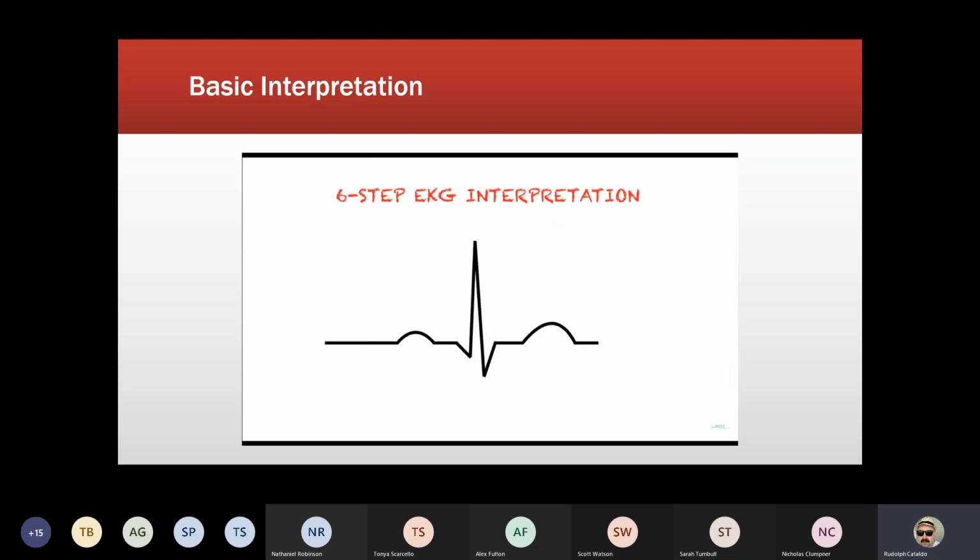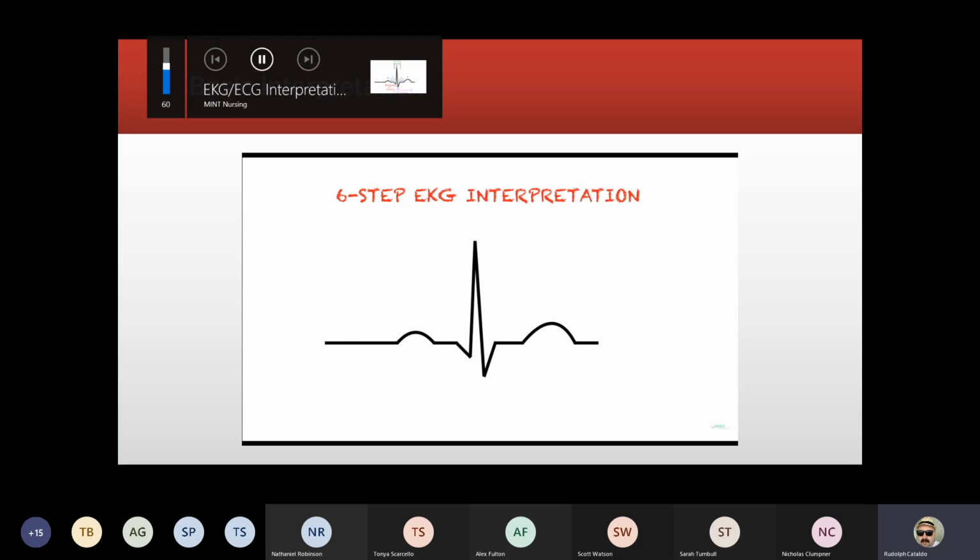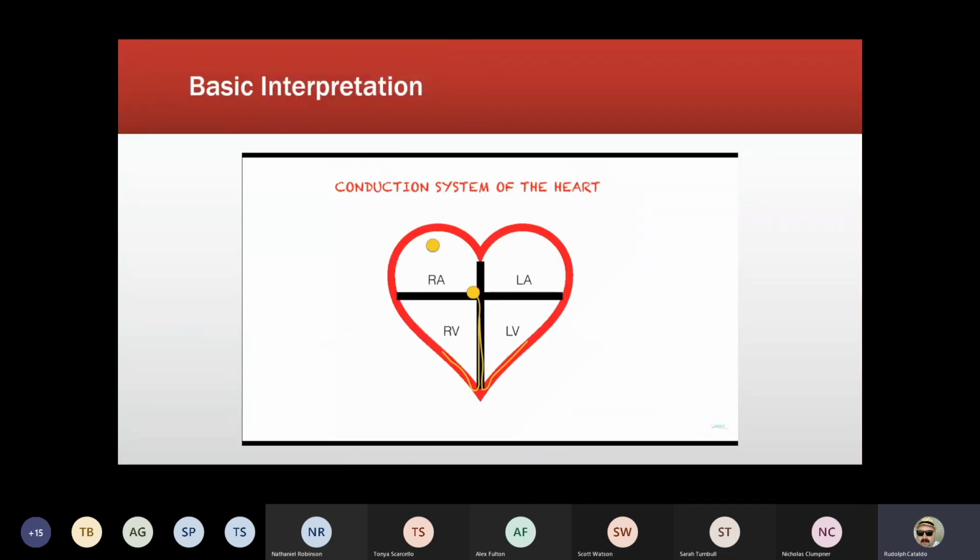Alright guys, this is the 6-step EKG interpretation. So before we talk about the actual steps, we're going to discuss important concepts that will help us have a better understanding of what's going on inside the heart as it generates a heartbeat. The first concept that we are going to discuss is the conduction system of the heart.